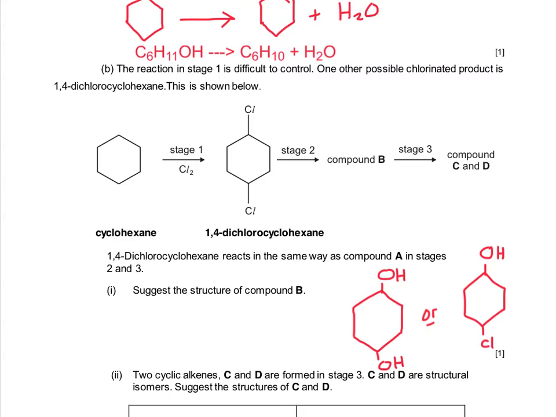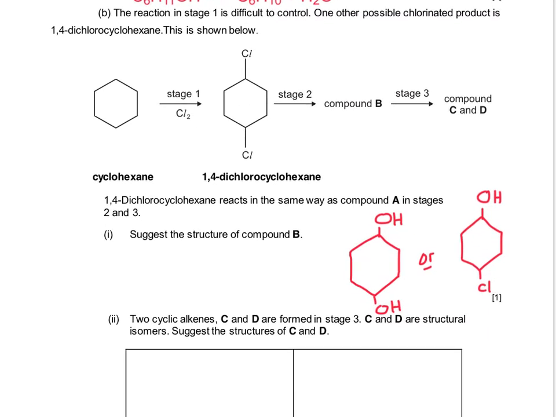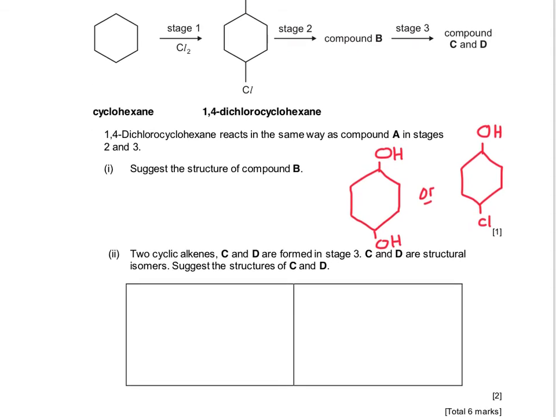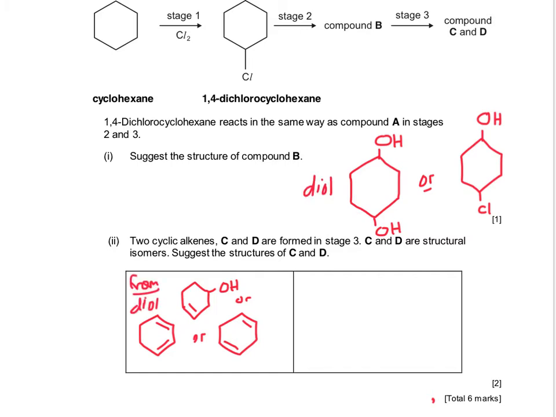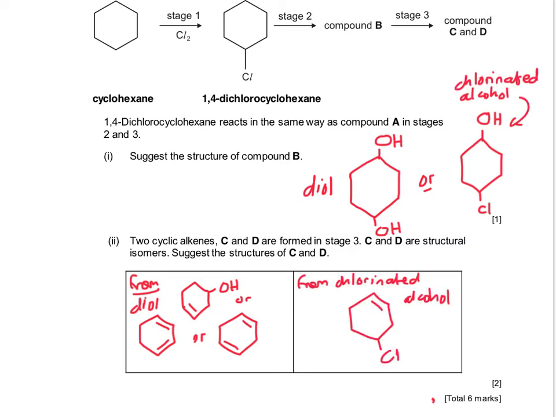Then it says two cyclic alkenes C and D are formed in stage 3. And they're structural isomers, so it asks you to suggest the structure. So from this first structure, when you have a diol, you could have three possible options. If you have a chlorinated alcohol, such as the one on the right hand side of the screen in the middle, you could have the structure on the right hand side box.